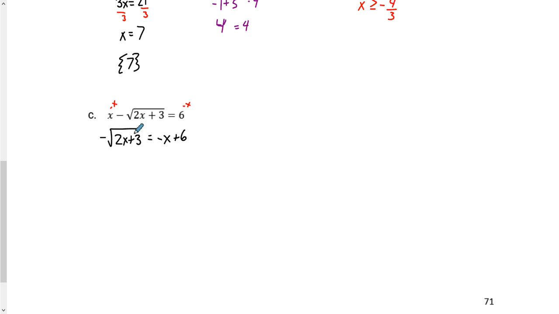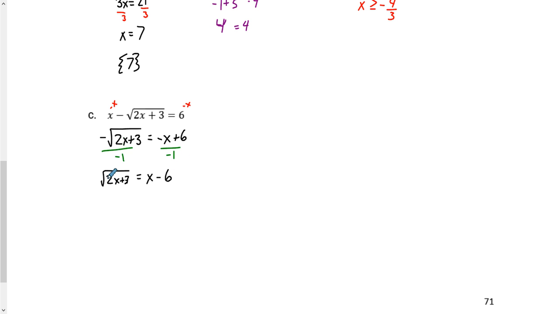In order for me to get rid of that negative, I then have to divide by -1. So I'd have the square root of 2x plus 3. Dividing all this by -1 means basically our signs change: our negative x divided by -1 is x, and positive 6 divided by -1 is -6.